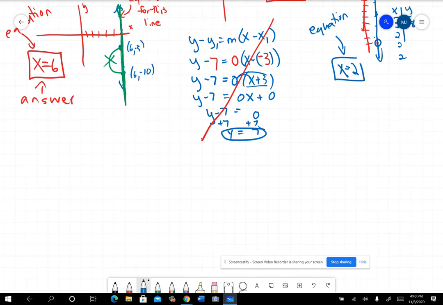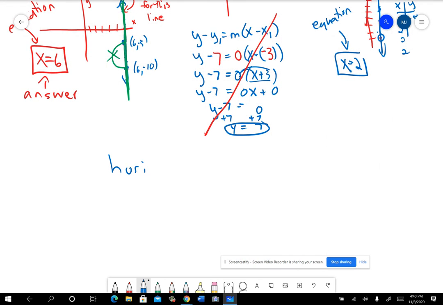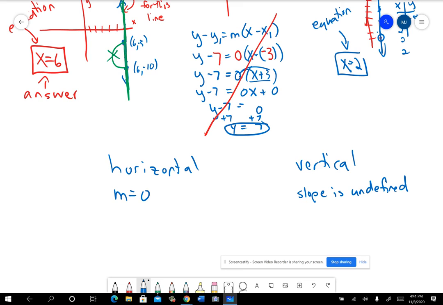All right. So let me just summarize. Don't memorize, understand, but let's think about horizontal and vertical and what all goes together. Okay. So for horizontal lines, the slope is 0. For vertical lines, the slope is not defined. For horizontal lines, the equation of the line will always be y equals some number. For vertical lines, the equation will always be x equals some number.